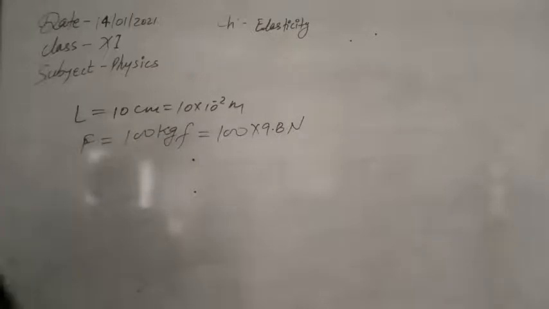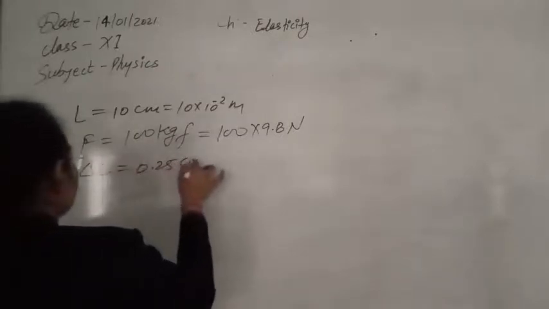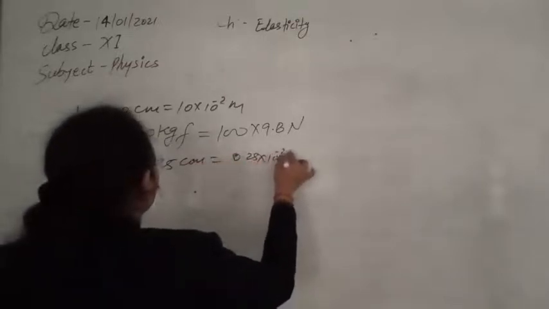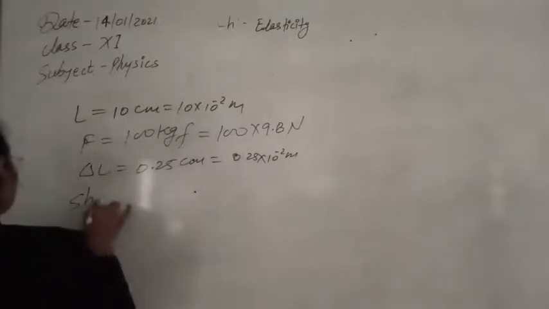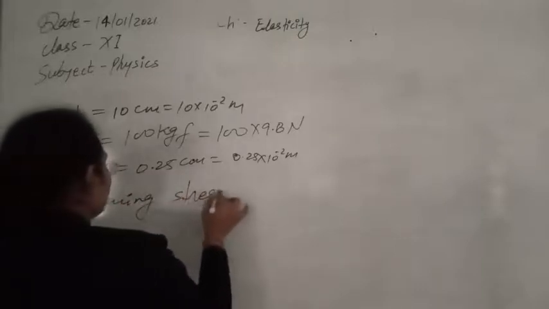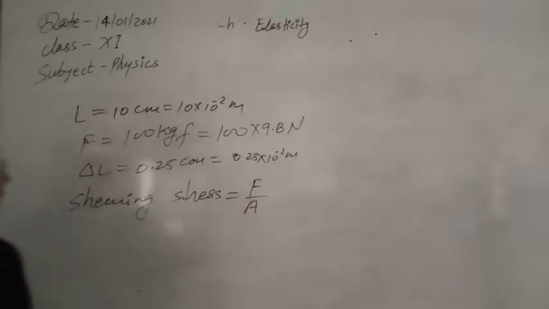Next, delta L is given, the change in length, that is 0.25 centimeter or 0.25 into 10 to the power minus 2 meter. Now the shearing stress is the first thing that we can calculate. You know this is given by force per unit area.